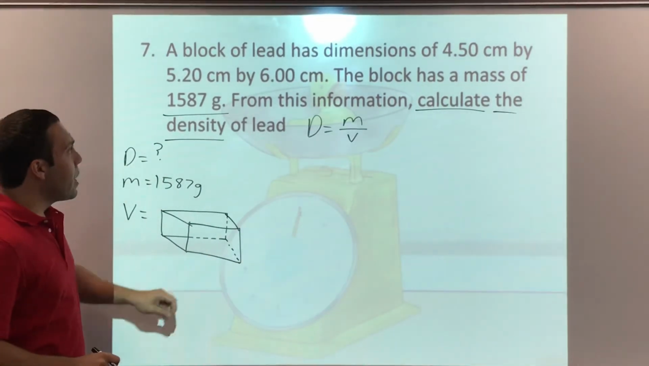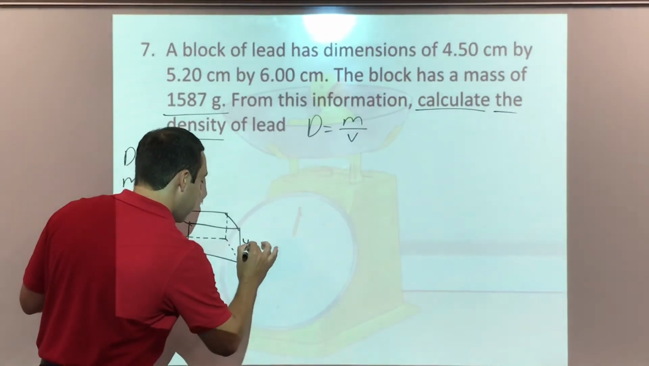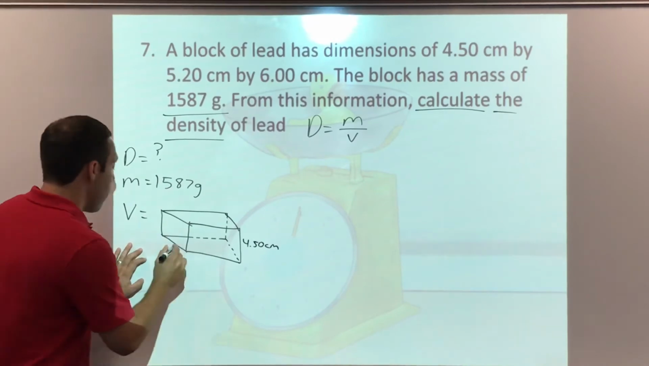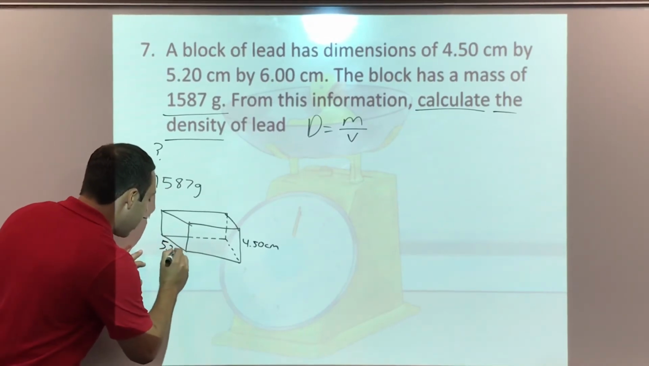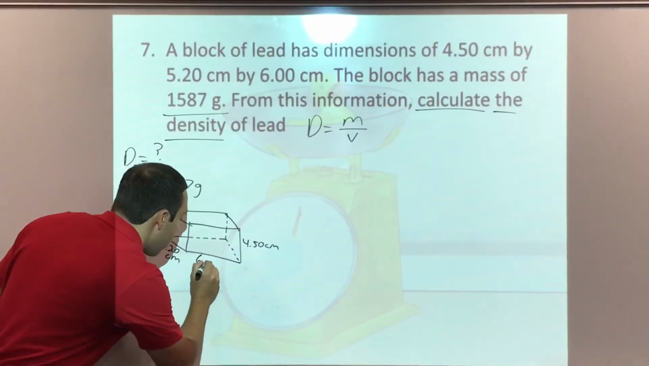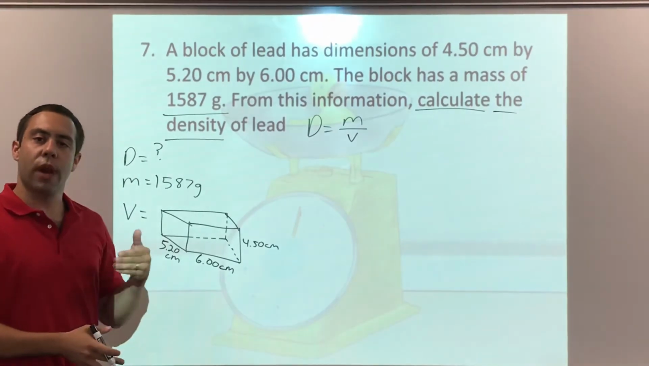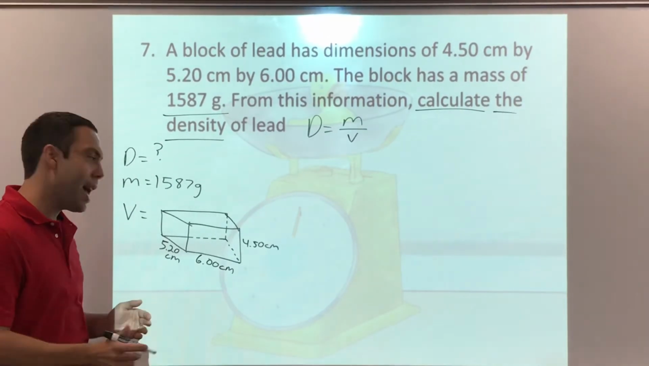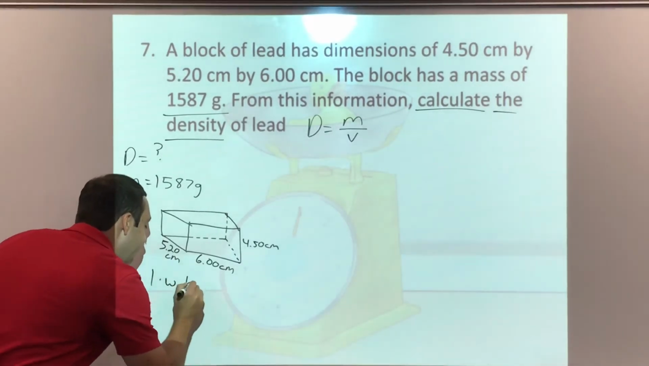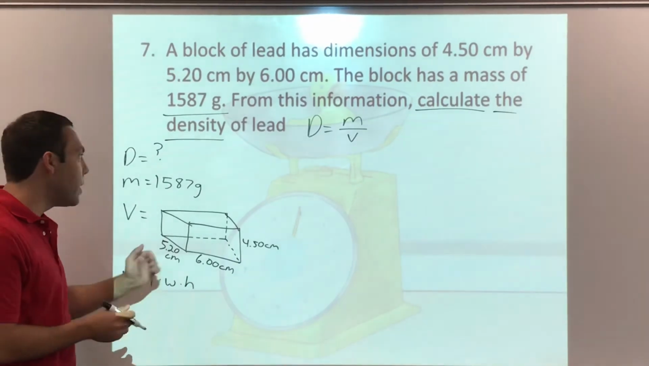And it gives us the dimensions of 4.50 centimeters by 5.20 centimeters by 6.00 centimeters. Remember, the volume of a rectangle is length times width times height. V equals length times width times height. So we just have to multiply these numbers together and we'll have the volume of this lead block.